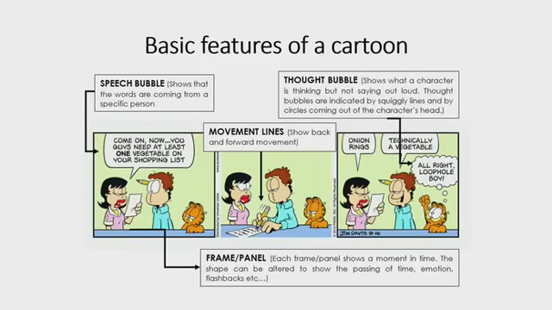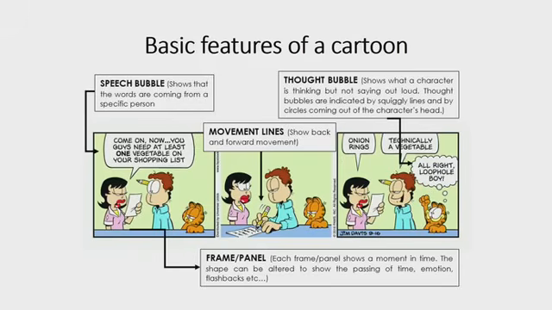The first one is a speech bubble, and you can see it is a bubble coming out of the woman's mouth. So we know that she is the one who's speaking. She's the one who's saying, "Come on now." Okay. Then every single one of those little blocks where we see a picture is called a frame, and it shows the passing of time, and we read from left to right.